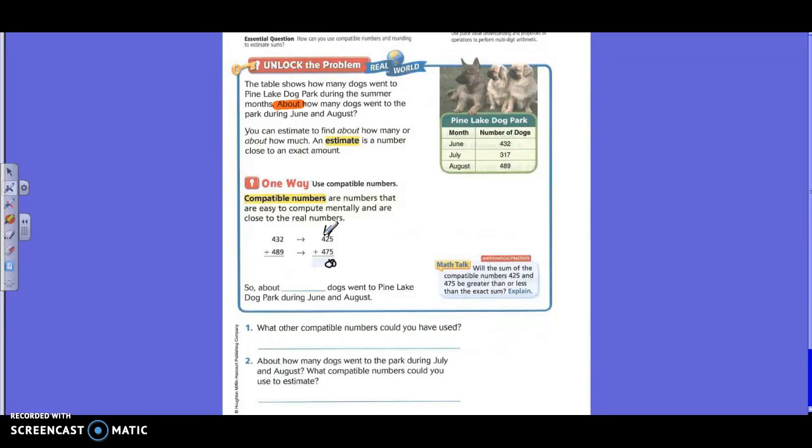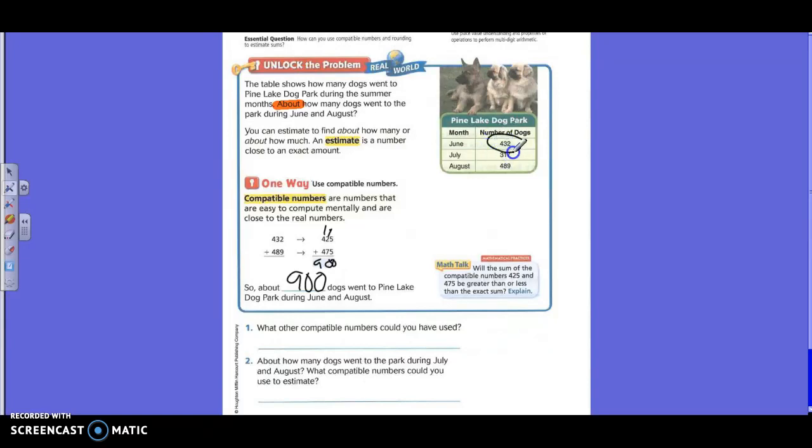Now, 4 plus 4 plus 1. 4 plus 4 is 8. 1 more is 9. So about how many dogs went to Pine Lake Dog Park during June and August, everyone? 900. Okay. What are some other compatible numbers we could have used?